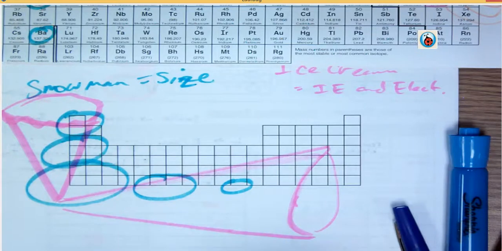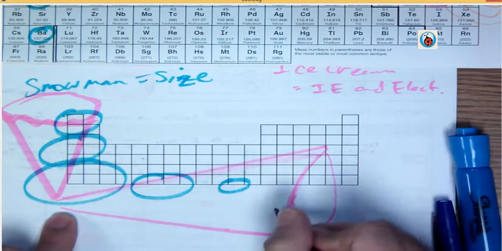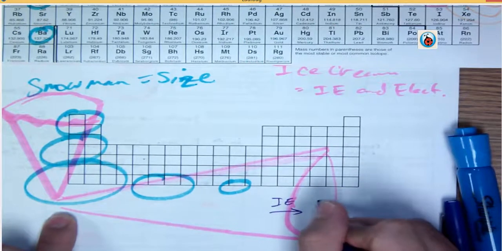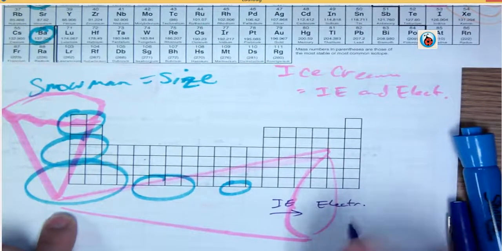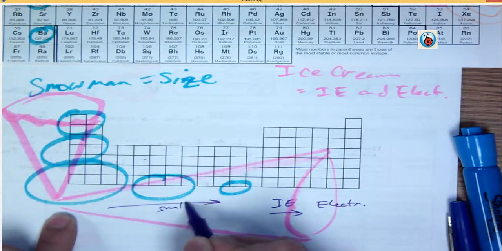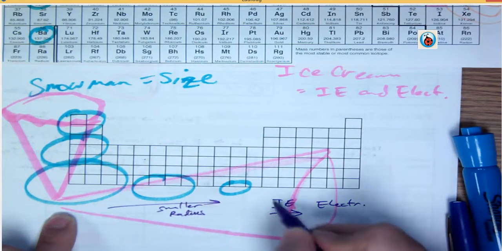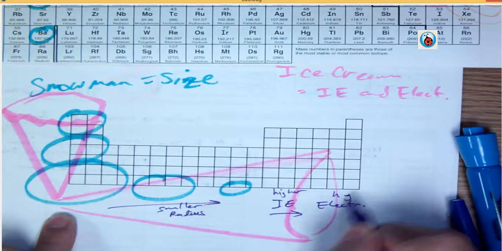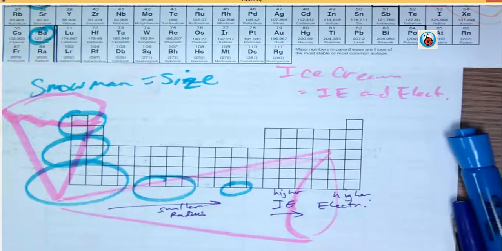Okay? Going left to right, ionization energy increases, increasing going this way. And electronegativity increases going this way as well, as opposed to size. Size gets smaller, smaller radius, and higher ionization energy and higher electronegativity. Okay.